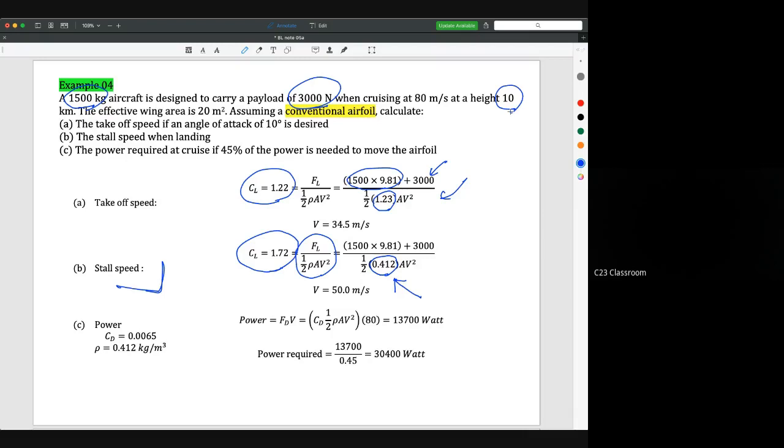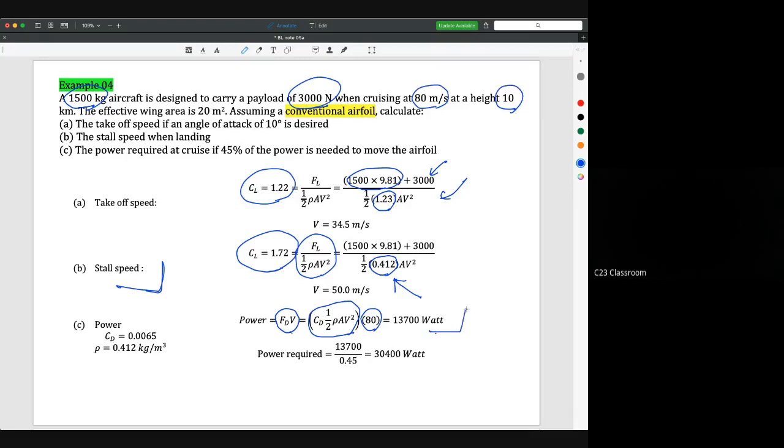So for the power, the equation is drag force times velocity. The drag force can be calculated by using this equation, and then the velocity is the cruising velocity, which is 80 meter per second here. So then we could get the power is around 13,700 watt.